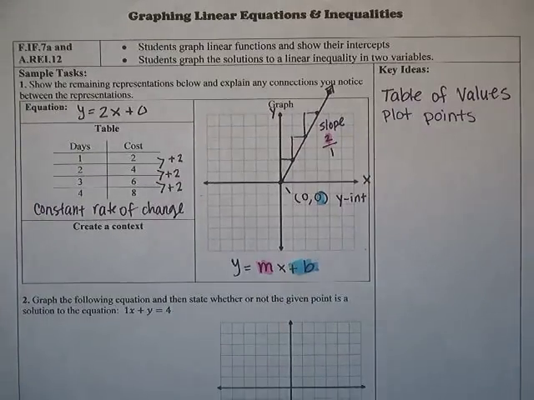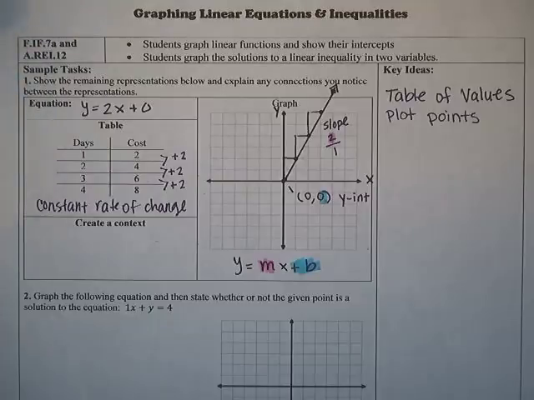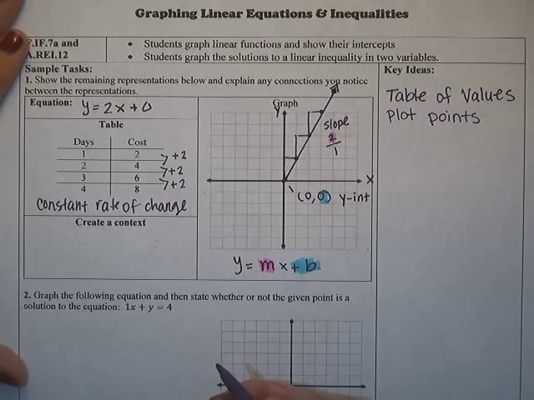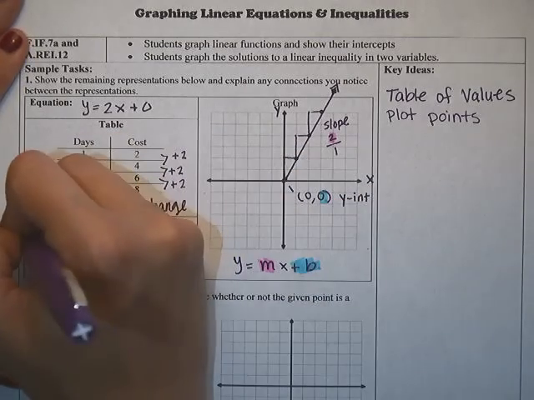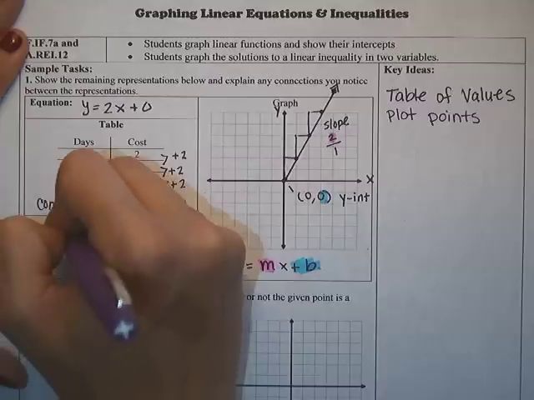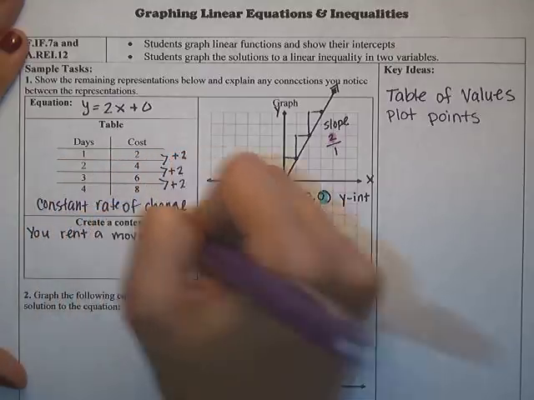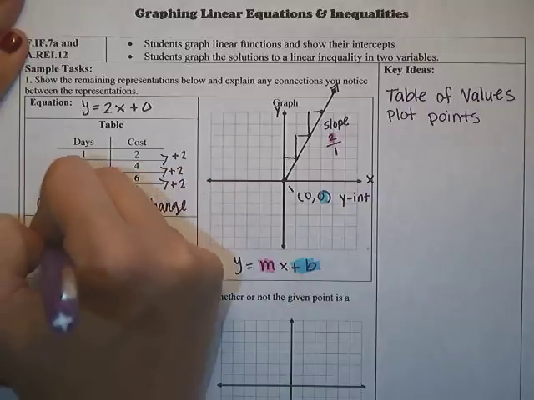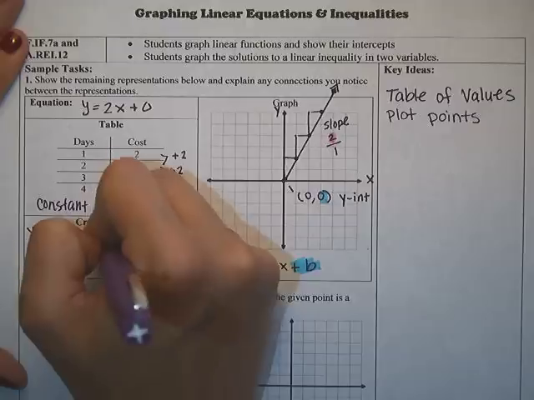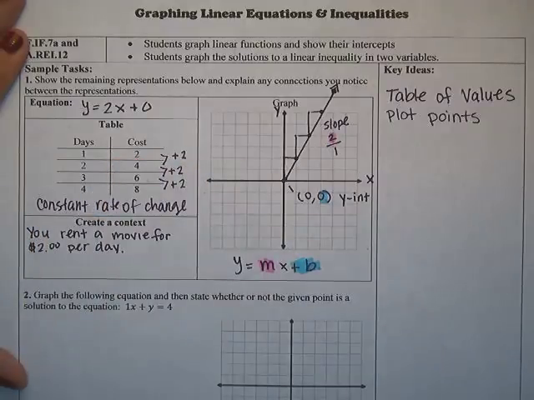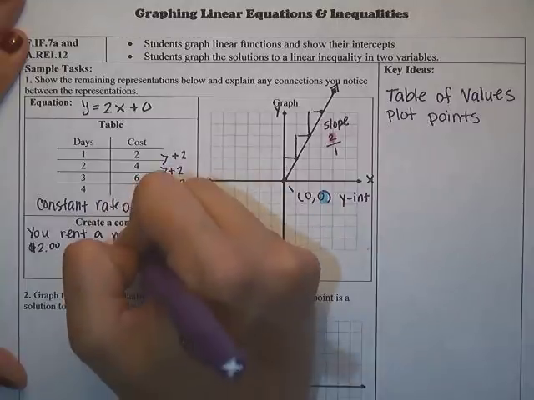So in thinking about context, I think, well, what's something that could possibly cost $2 a day? It's kind of expensive, but a movie rental came to mind. So my context for this is you rent a movie for $2 per day. And then you could even go as far as making a question, like how much will you spend if you keep the movie for 4 days?